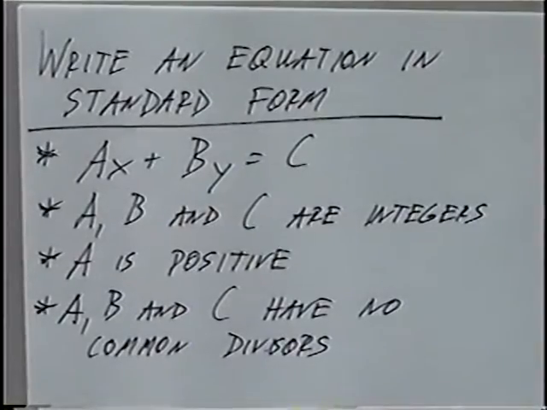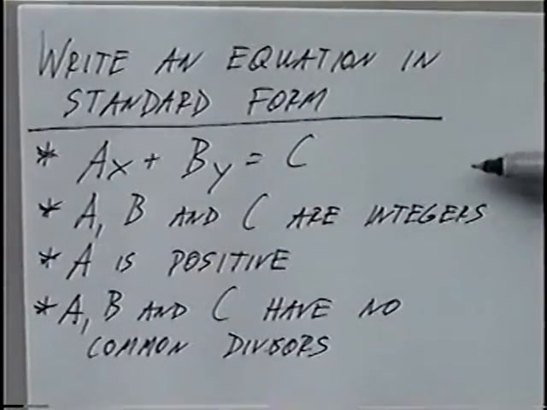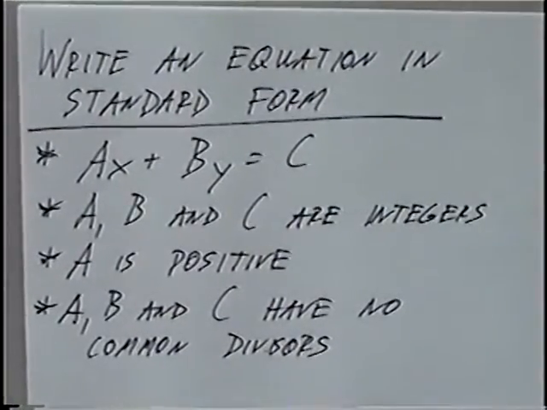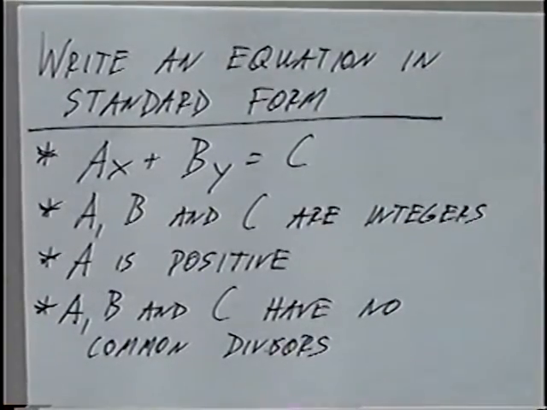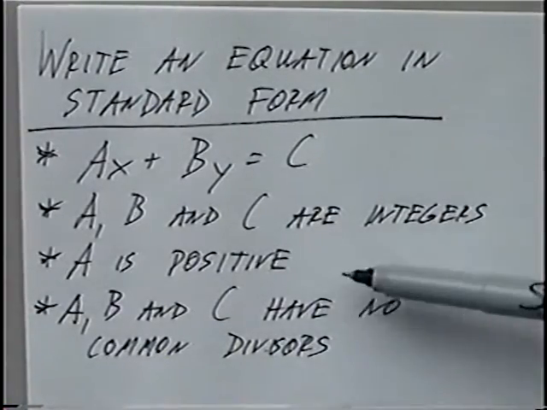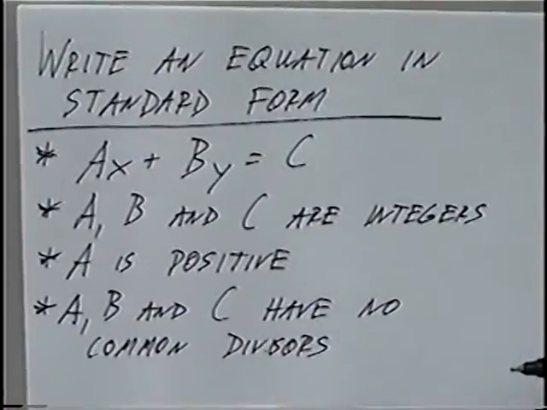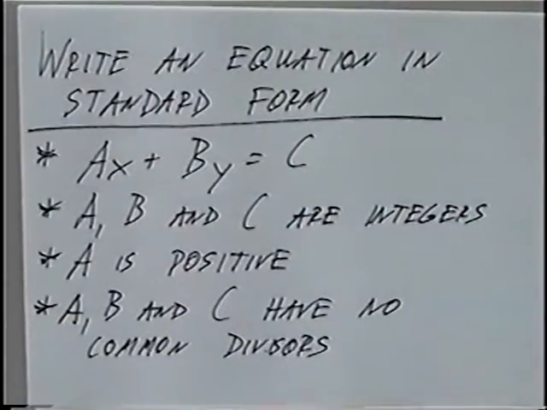Write an equation in standard form. There's 4 definitions for standard form. The standard form equation is ax plus by equals c. A, b, and c have to be integers. Integers or any whole numbers, could be positive or negative, but cannot contain decimals or fractions. A also has to be positive. And last definition, a, b, and c have no common divisors, which means no number divides into a, b, and c.